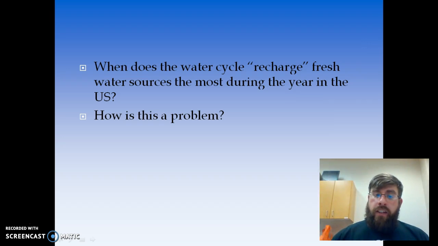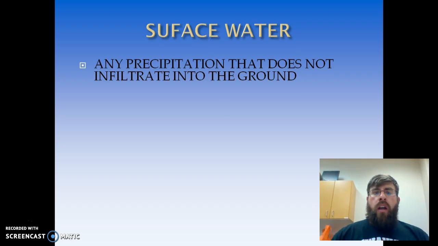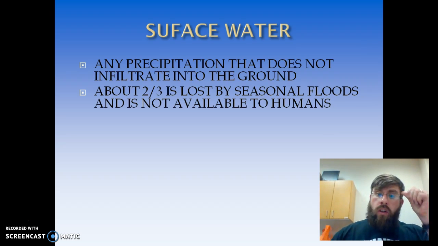So, now that you've answered that, and we've discussed as a group, let's start talking about when water is most available in the United States and why that is important to understand how surface water recharges. So, our surface water. It is any precipitation that does not infiltrate into the ground, because once it infiltrates in the ground, it is groundwater. About 2/3 of it is lost by seasonal floods and is not available. So we already discussed a little bit last time. Think about where does that water actually go.